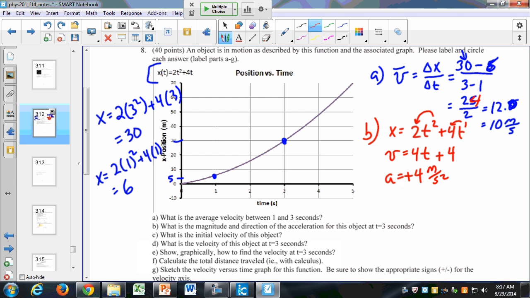How'd you get 16, Zach? I would have had to take another direction. Okay, no, yeah, don't do that. All right, so the acceleration here is always 4 meters per second squared.